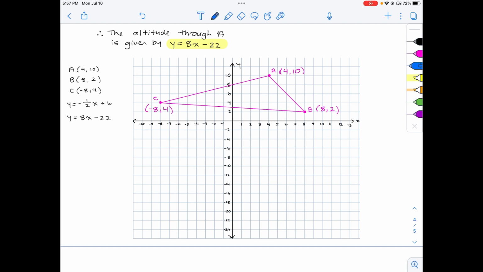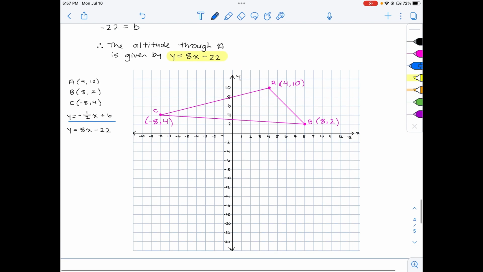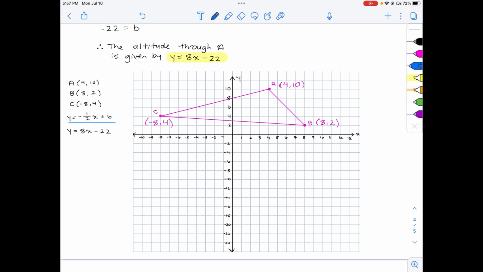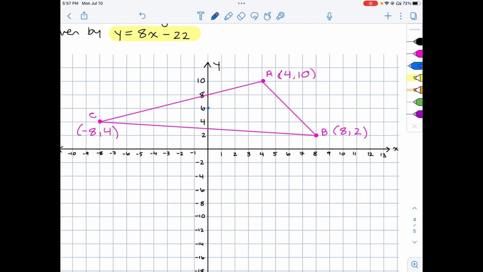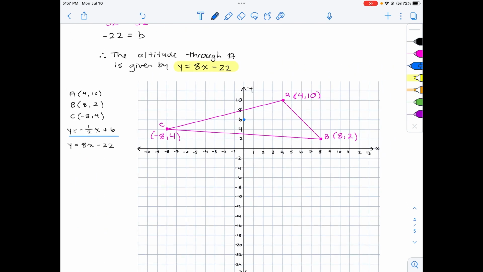Okay, so the first one that I'm going to do is the median through B. My equation of the line is y equals 1/2 x plus 6. If you recall from the lesson on how to graph an equation of a line, we are going to start with the y-intercept. So that is 6, which is going to be right here. Then I'm using my slope to find where my next point is going to go.